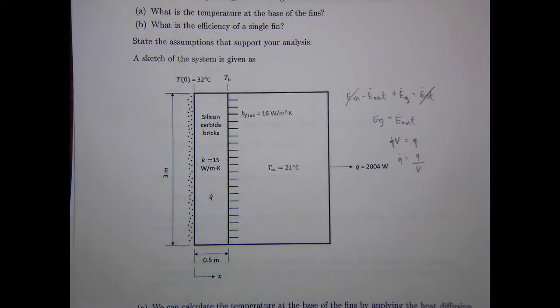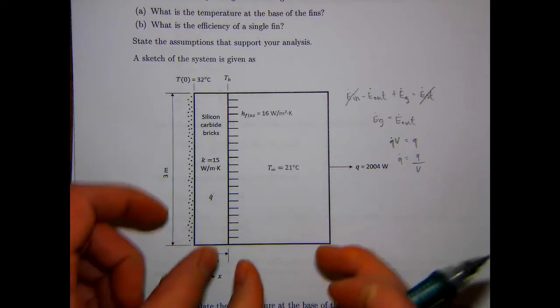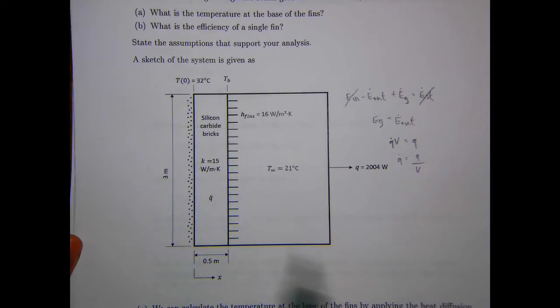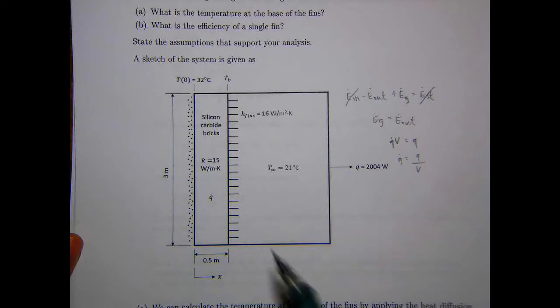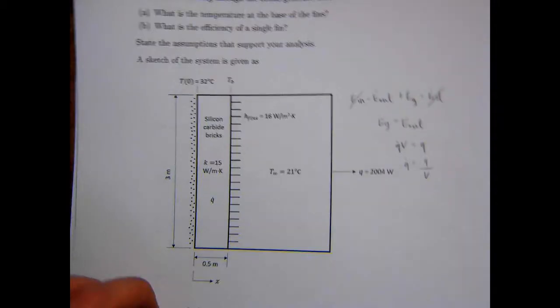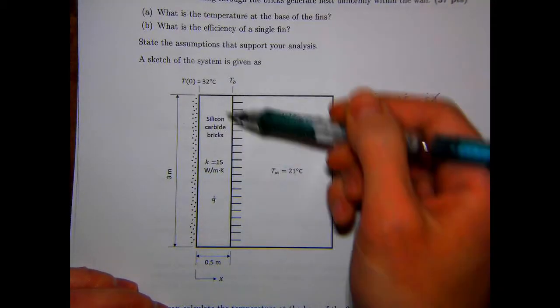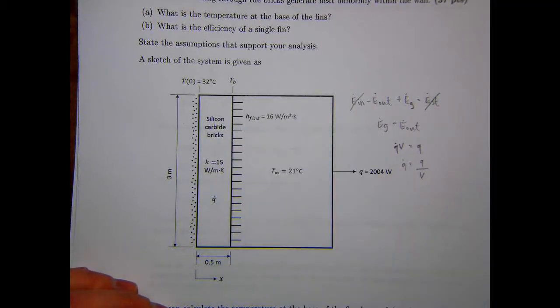So this was very similar to the problems we had on homework, just two of them together. Over here, temperature distribution, heat diffusion equation. And then once you know the temperature at the base of the fins, what you know is Q total, right? Because it's the Q from the entire wall.